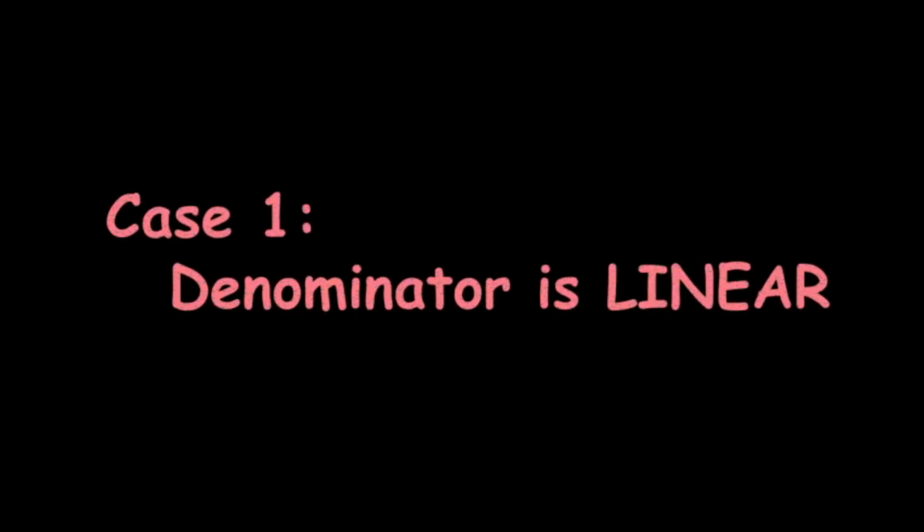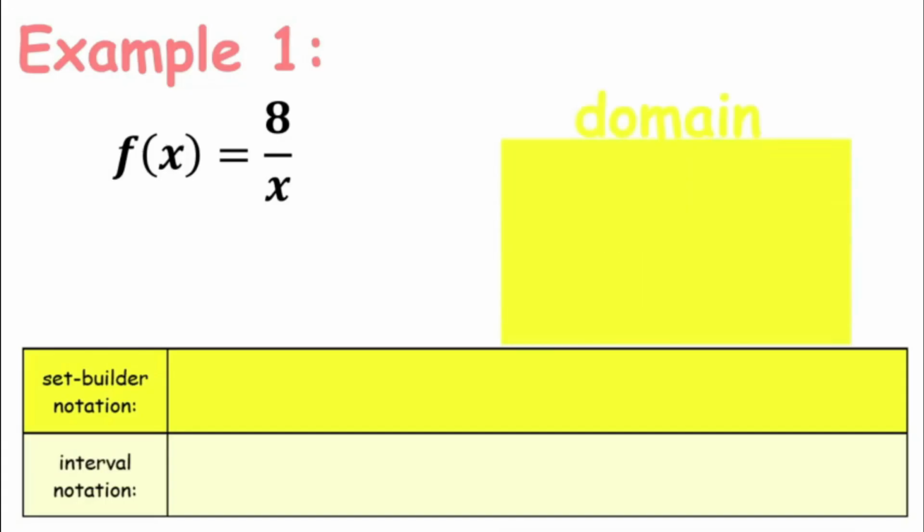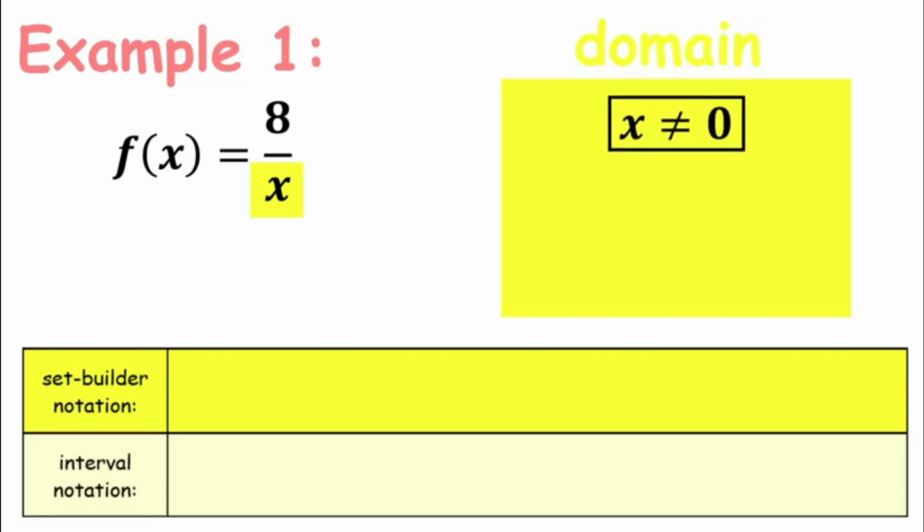Case 1. Denominator is linear. Example 1. The denominator is x. So we just let the denominator not equal to 0. So the domain of the function is x is not equal to 0.